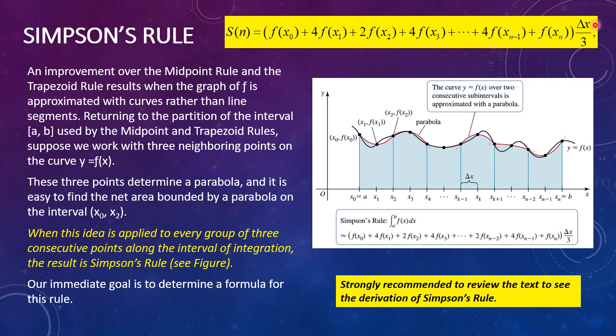So the summation of all of those functional values with different coefficients alternating 4 and 2, times delta x over 3. And of course, delta x is always the same, b minus a over n. And again, the delta x is the width of each of these shapes, if you will. I guess they're parabola shapes now, areas under parabolas.